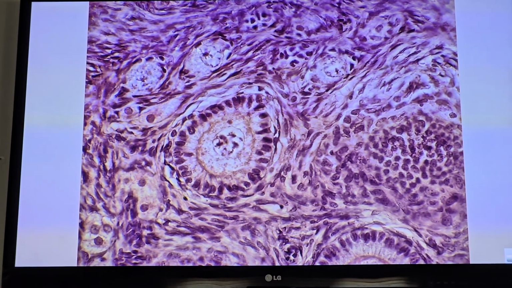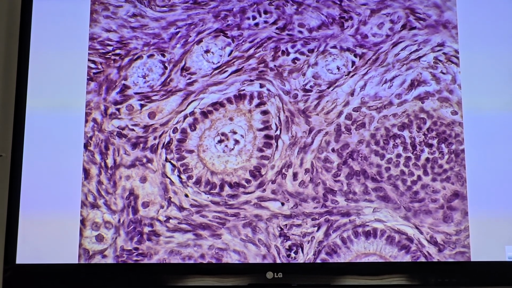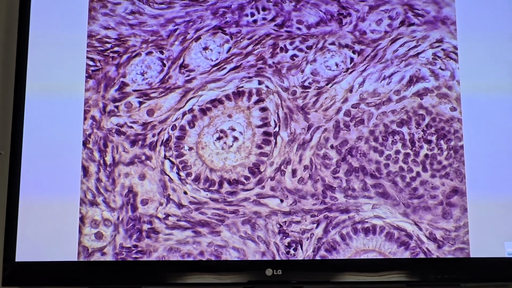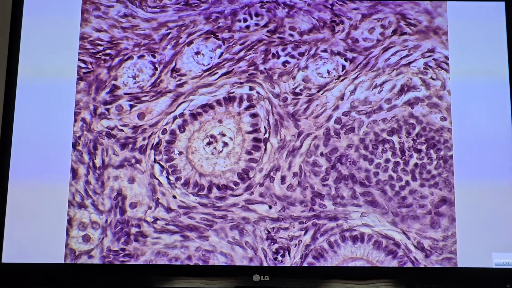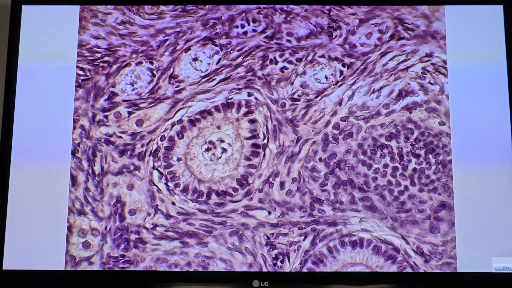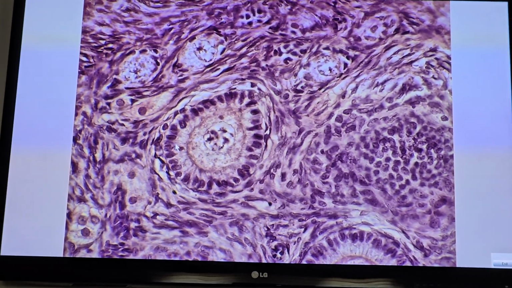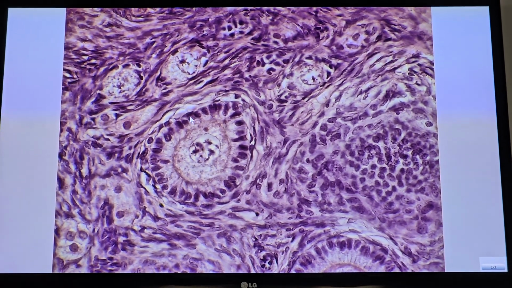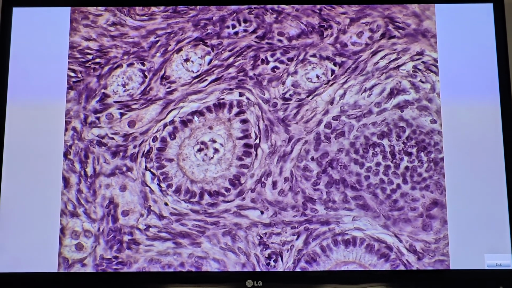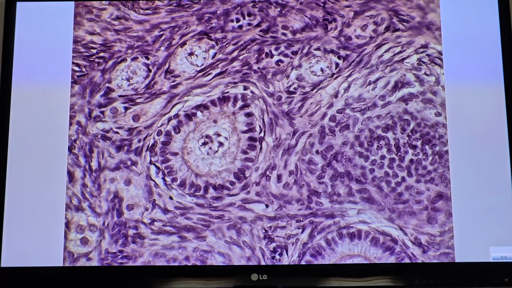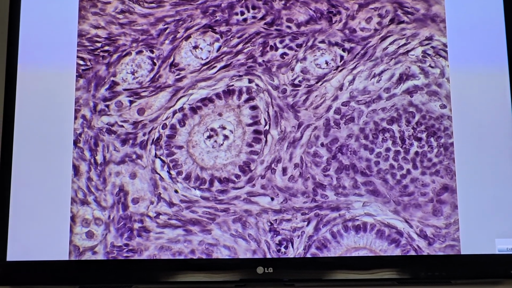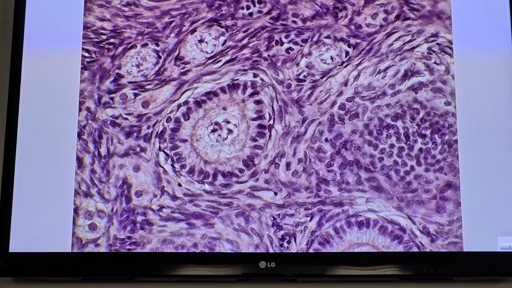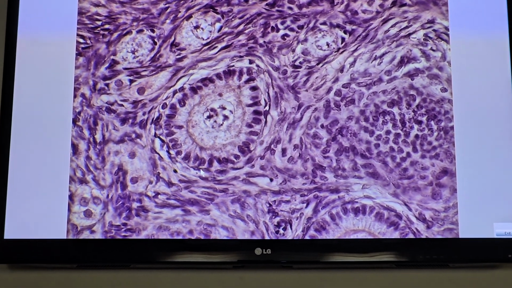Oocyte, flattened follicular cell. By the beginning of the puberty, under the influence of follicular stimulating hormone from pituitary glands, the follicular cells change from flattened into simple cuboidal epithelium. And the follicle is called unilaminar primary follicle.